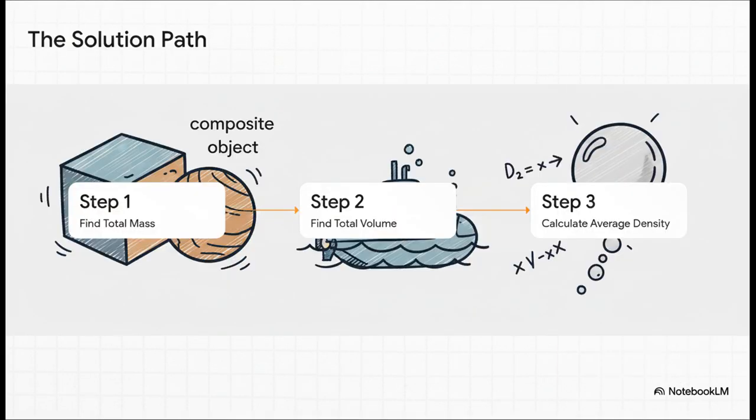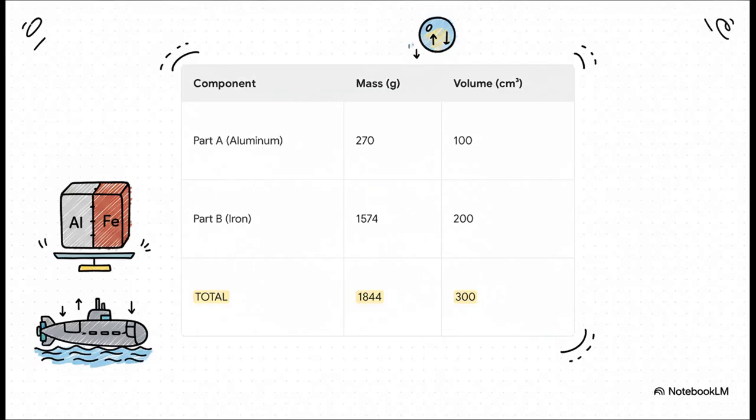Okay, welcome back. How did it go? The secret to solving this isn't averaging the 2 densities. Nope, the real path is much more direct. First, we find the total mass. Second, find the total volume. And third, we just plug those total values back into our main formula. Simple as that. Now take a look at the table here. It lays everything out perfectly.